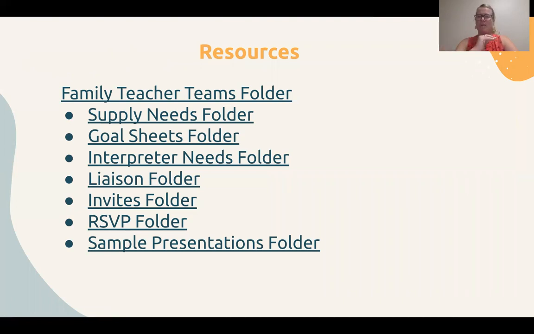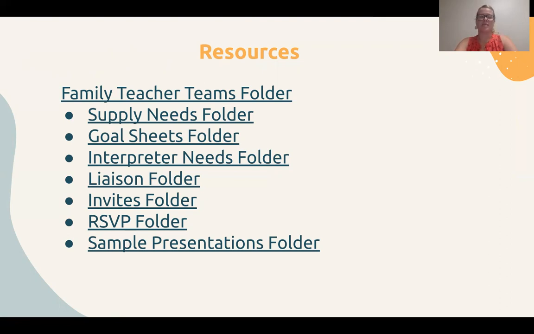And then I just kind of broke it down for you here. There's a supply needs, the goal sheets, we have interpreter needs. A lot of these are forms and spreadsheets that you might want to utilize. So please, please, please use everything, take everything so that you can be successful with your family teacher teams, either at your school site or in your classroom.